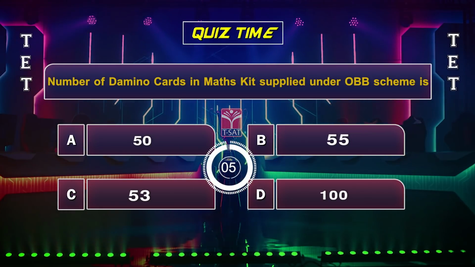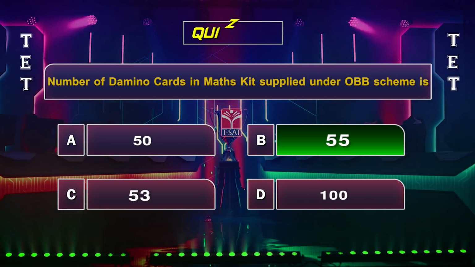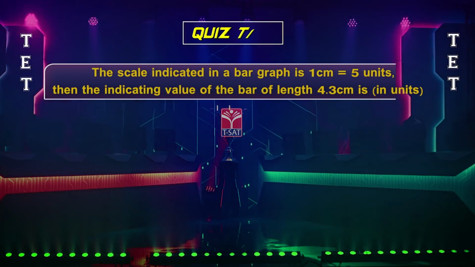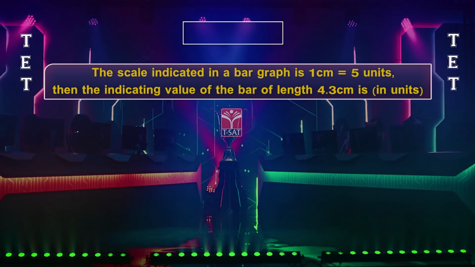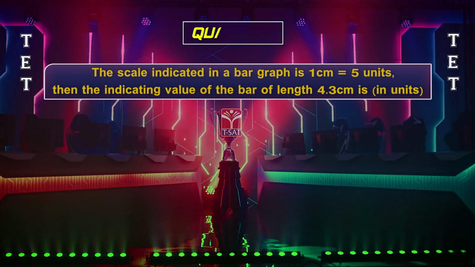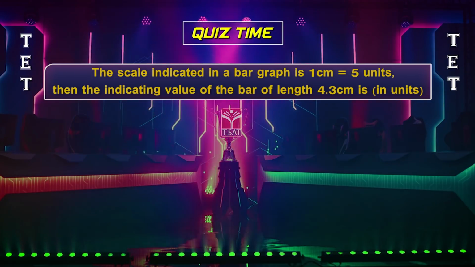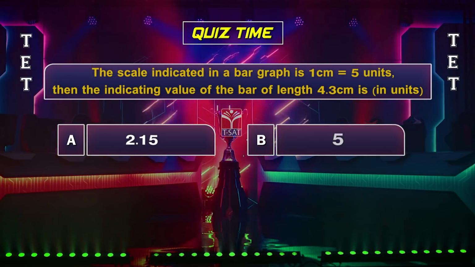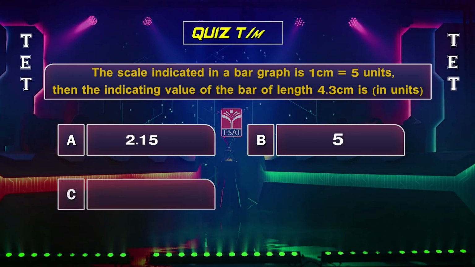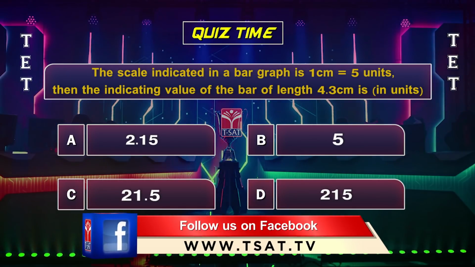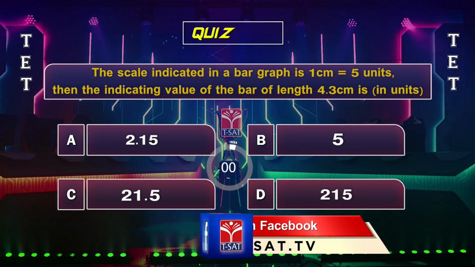The correct answer is option B, 55. Eighth question. The scale indicated in a bar graph is 1 centimeter is equal to 5 units. Then the indicating value of the bar of length 4.3 centimeters is option A, 2.15. Option B, 5. Option C, 21.5. Option D, 215. Your time starts now.